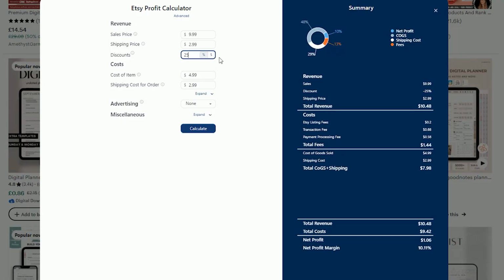And one final thing to look at is when we give out discount codes. So in order to incentivize a sale, let's say we're doing a 25% off voucher. We can look at the impact of that here. So on the same price, we come down here and due to the 25% discount, you can see the sales is reduced by 25%, which reduces our revenue. And therefore at the bottom, we're now only making $1.06 per sale.